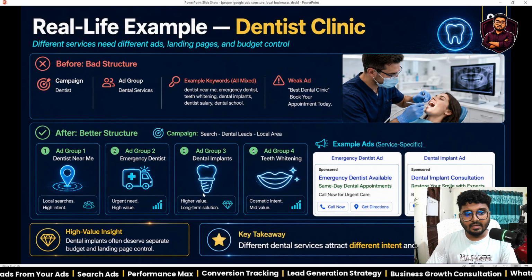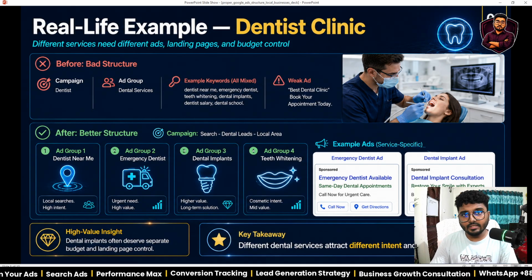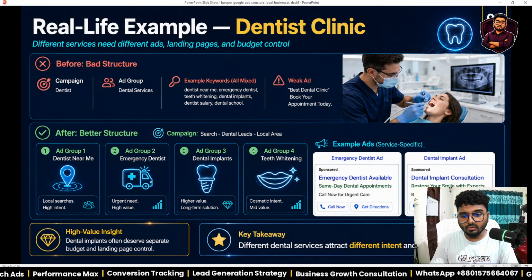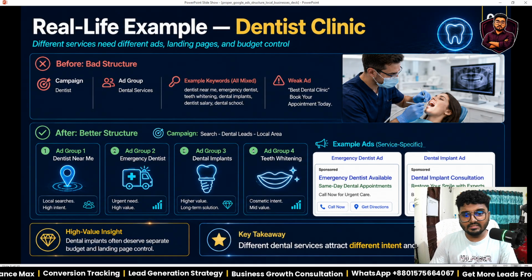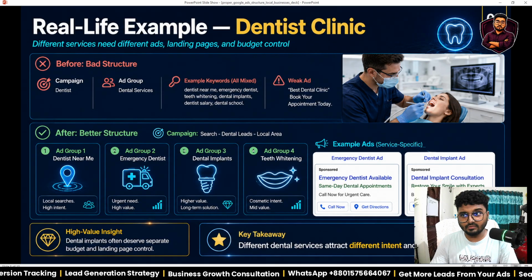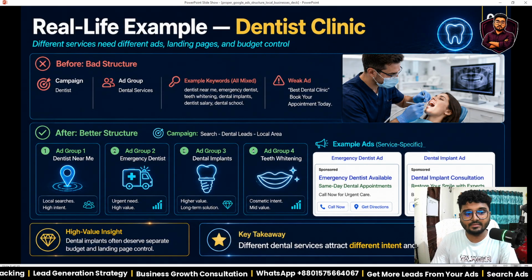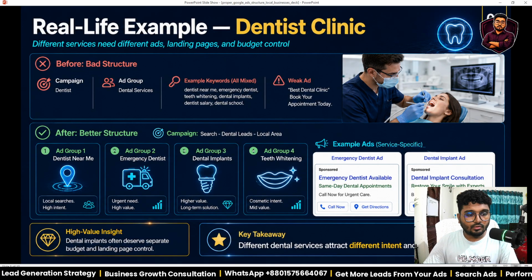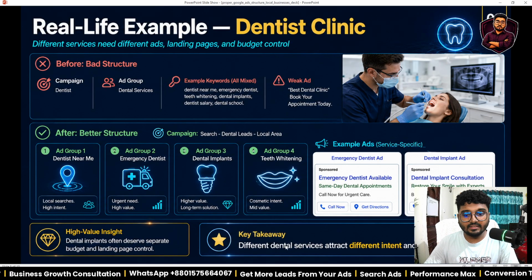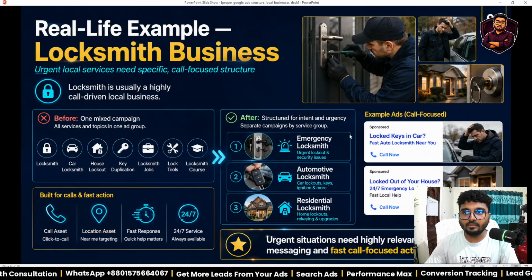But the difference is I differentiate each of my services into a different ad group, so that the Google Ads structure will not become messy when it shows my ads in front of my customer, in front of any searching people, right? Okay. So a high value insight: dental implants often deserve separate budget and landing page control. Different dental services attract different intent and different lead value. Okay, then another business.